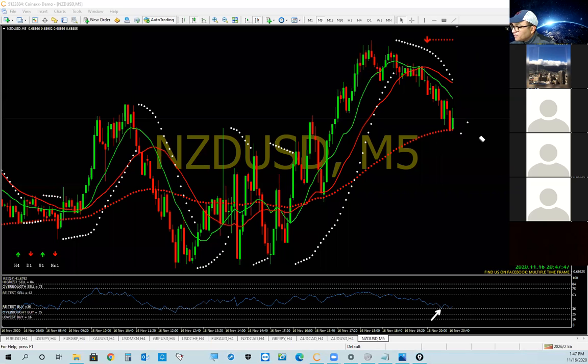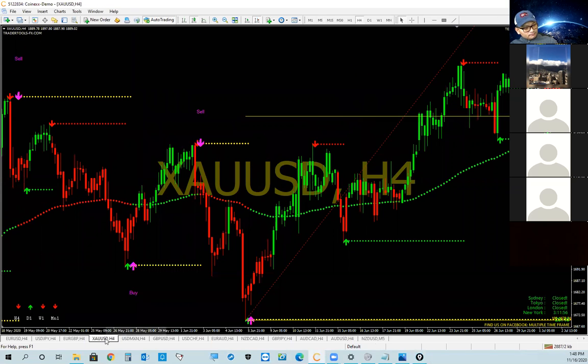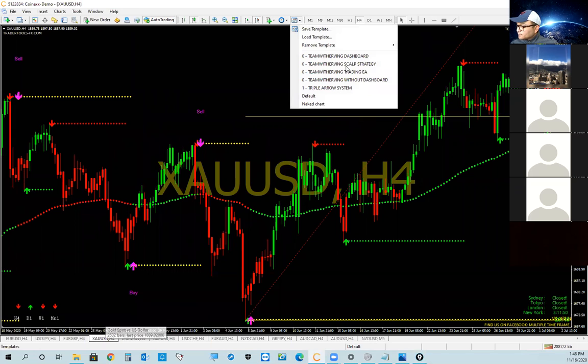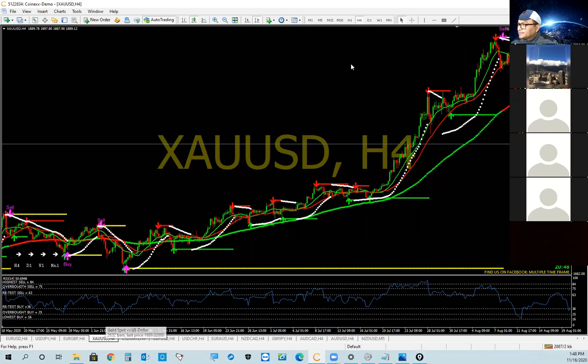But this is a good pair. See, it's bouncing back and forth. That makes sense? Yes. Good. Let's do gold. So Irvin, with this strategy, what we're doing is we're analyzing on the 4 and we're entering on the 5. Correct. That's it. Okay. Gotcha. 4-5. That's all I'm doing.